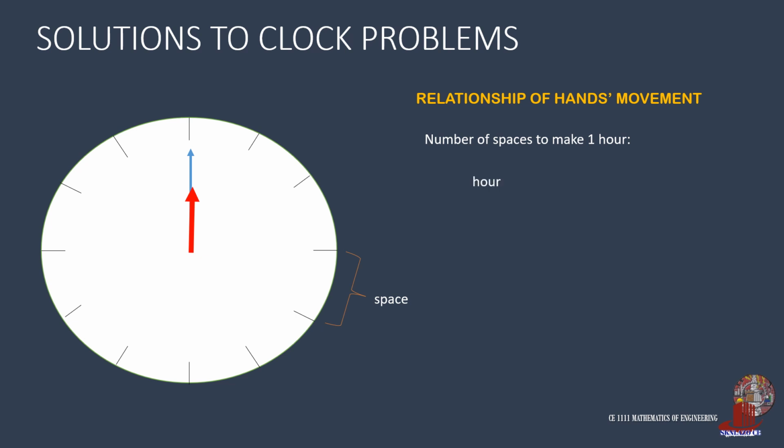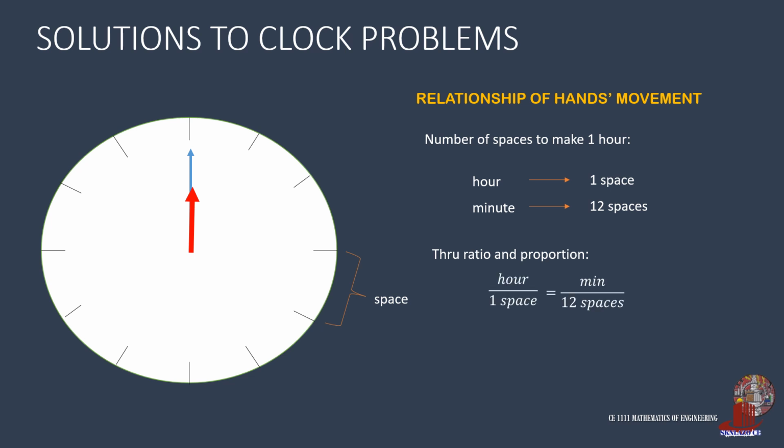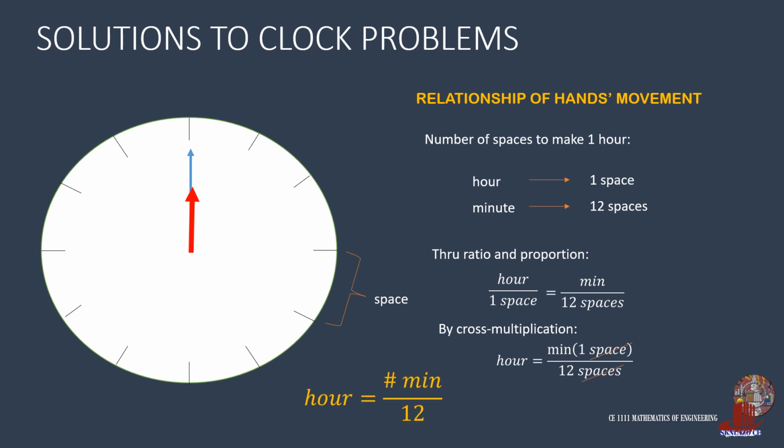Now we can analyze that the hour hand moves one space to make 1 hour, and the minute hand needs to revolve for 12 spaces to make 1 hour. Using this into ratio and proportion, we can say the hour hand moves for one space as the number of minutes is to 12 spaces. If the proportion is cross-multiplied, we get minutes times 1 space over 12 spaces, which means the movement of the hour hand depends on the number of minutes divided by 12.